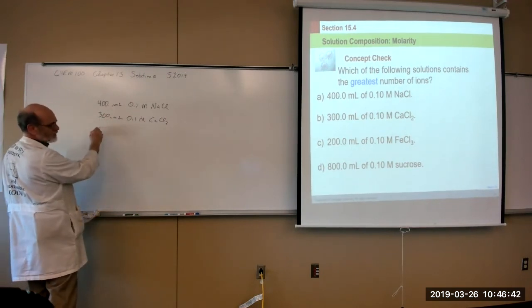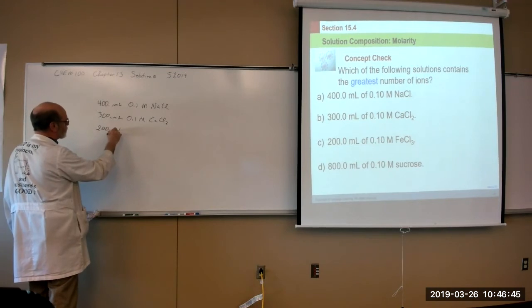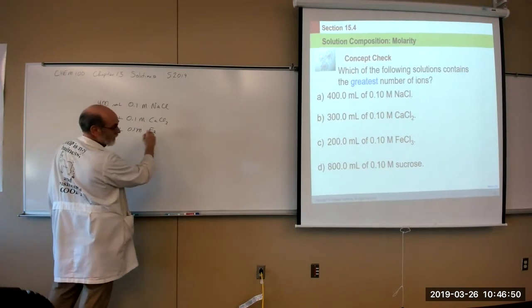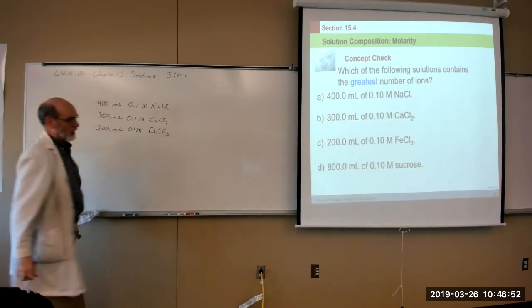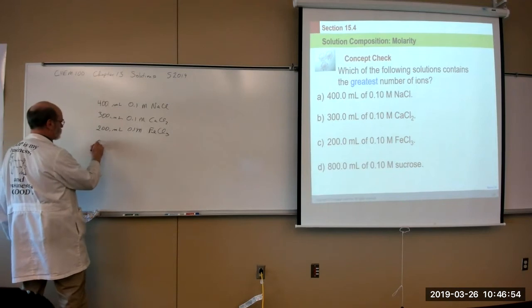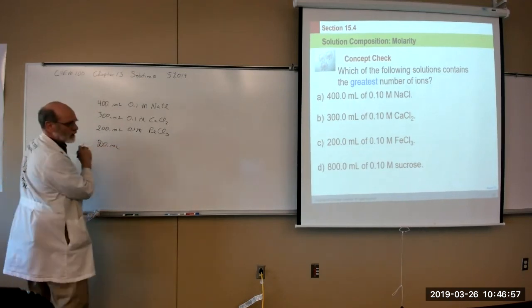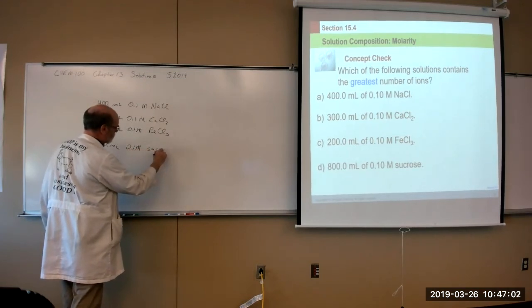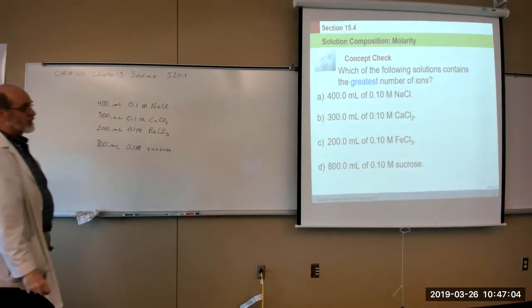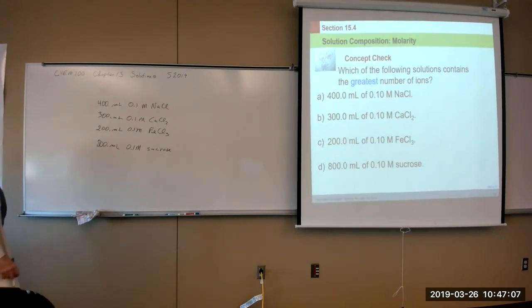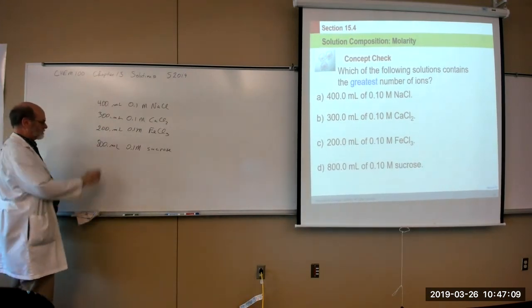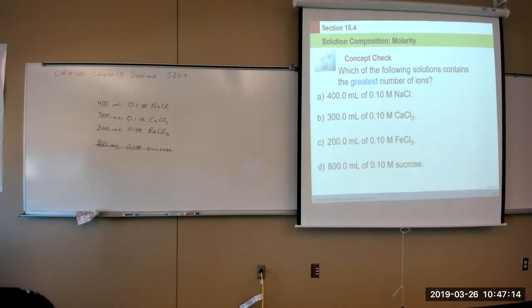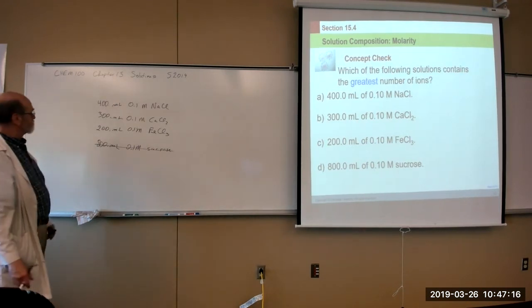And then 200 mils of 0.1 molar ferric chloride, iron 3 chloride, and then 800 mils of 0.1 molar sucrose. Okay. Question is, which has the greatest number of ions? Well, easy. That makes no ions. Sucrose does not dissociate. Okay, so we can focus on the top three.